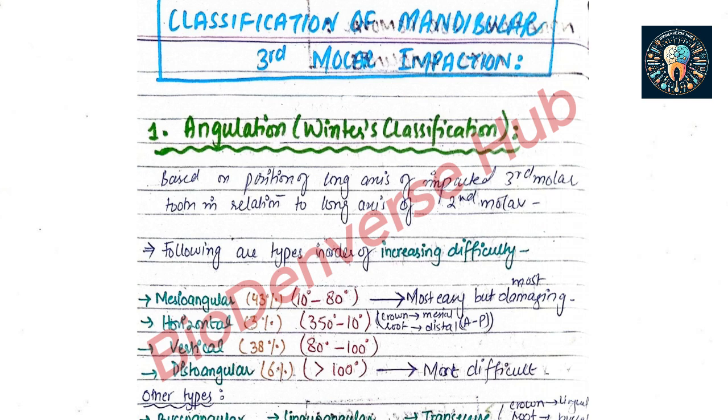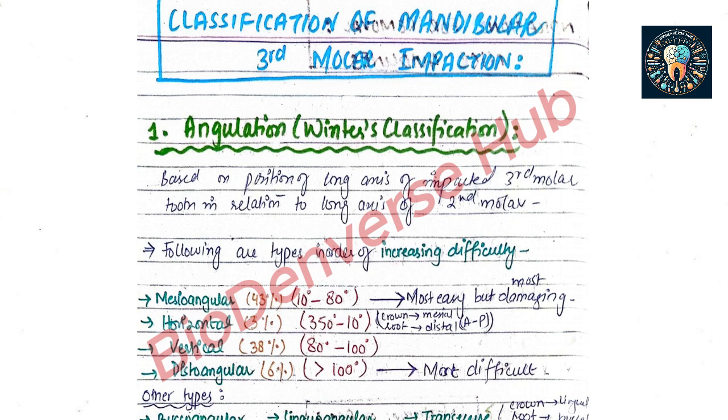Secondly, more difficult than the mesioangular one is the horizontal one. That has the occurrence of 3% and the angulation of 350 degrees to 10 degrees. In the horizontal, you need to remember that the crown is mesial and the root is distal in the anterior-posterior plane. Now from the horizontal, the more difficult one is the vertical one. That has the occurrence of 38% and the angulation of 80 to 100 degrees.